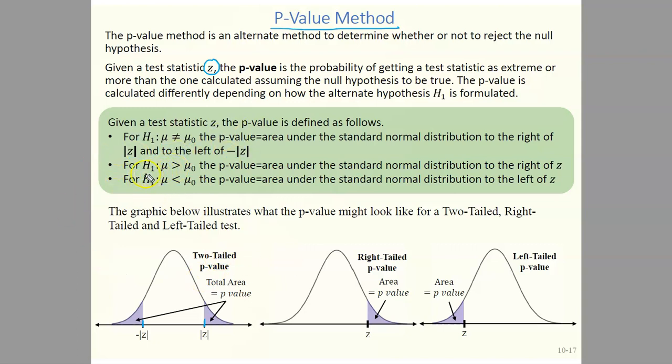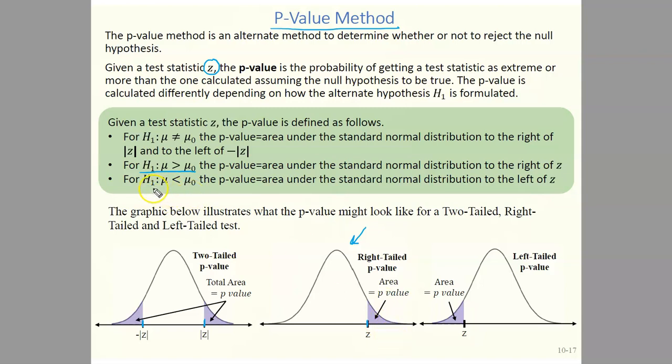Now if your alternate hypothesis is of this form, this is a right-tailed test, then the p-value equals the area under the standard normal curve to the right of z. So right here we have a right-tailed test. Here's the illustration for this case. Here's your standard normal curve. You calculate your test statistic right there. The p-value is the area under the standard normal curve to the right of the test statistic that you calculated. So that's it. That's all the p-value is in that case.